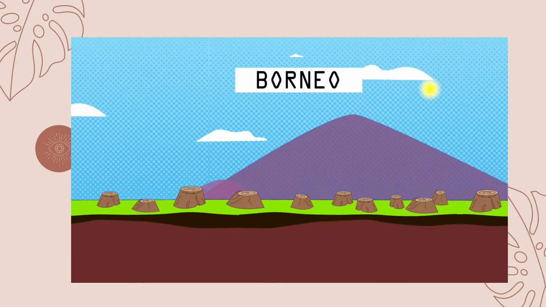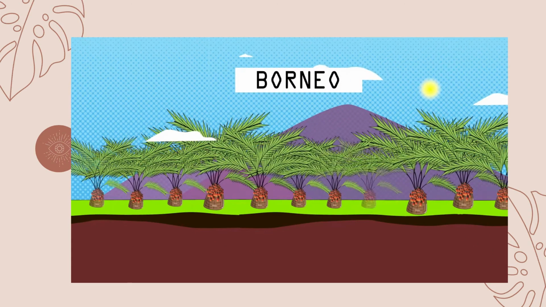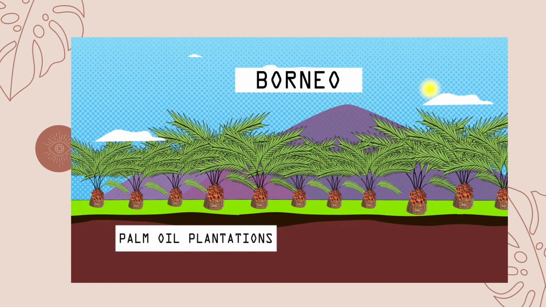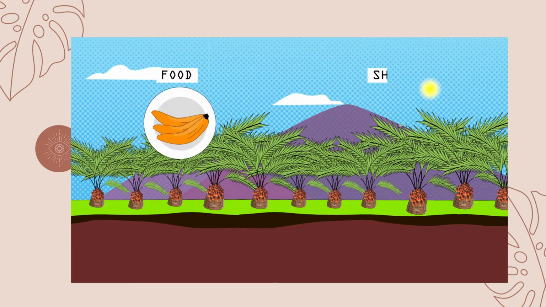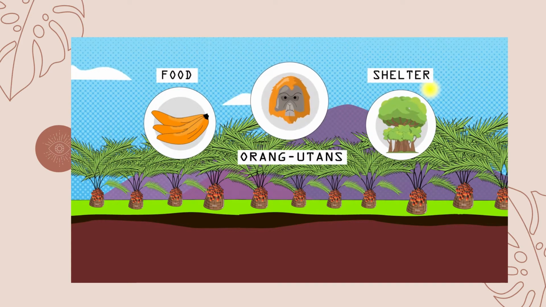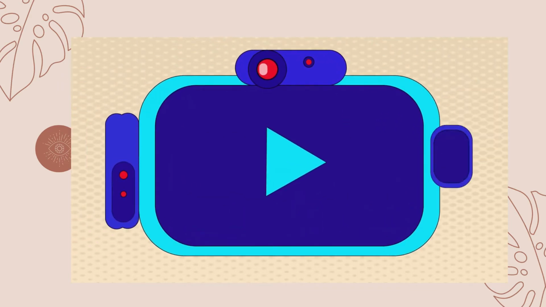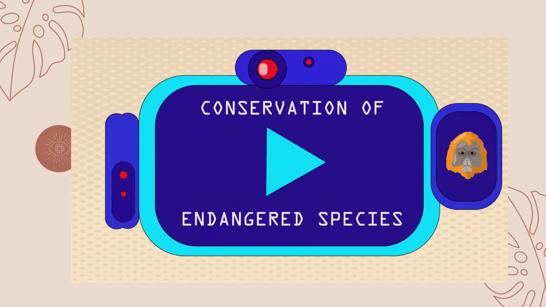For example, in Borneo, rainforests are being cut down to make room for palm oil plantations. The species that live in the rainforests cannot survive in the plantations. They may not be able to find food or shelter, like orangutans, who are an endangered species. You can find out more about endangered species and how conservation is helping them by watching this video.